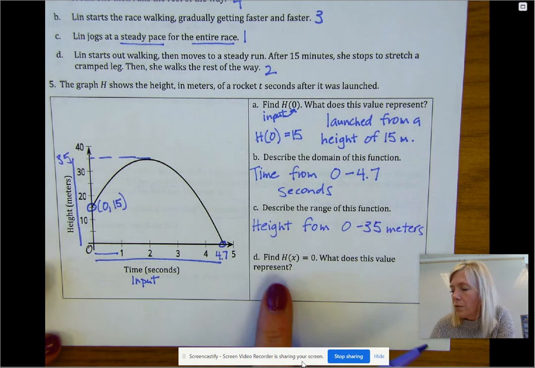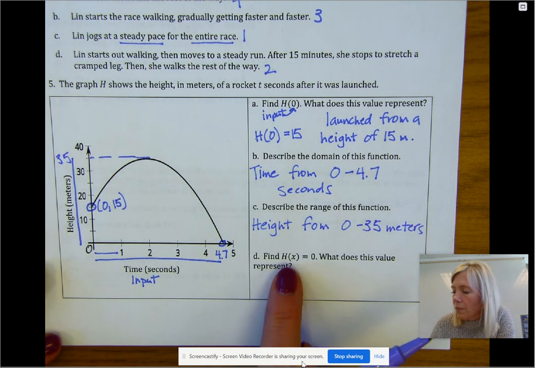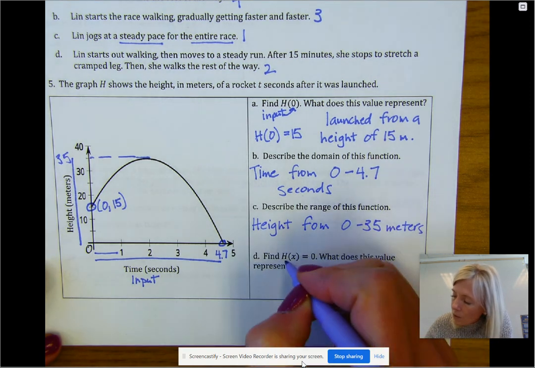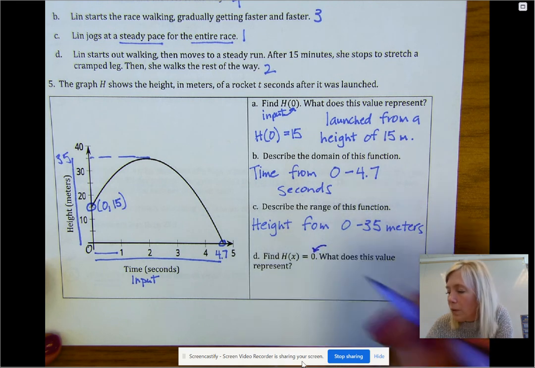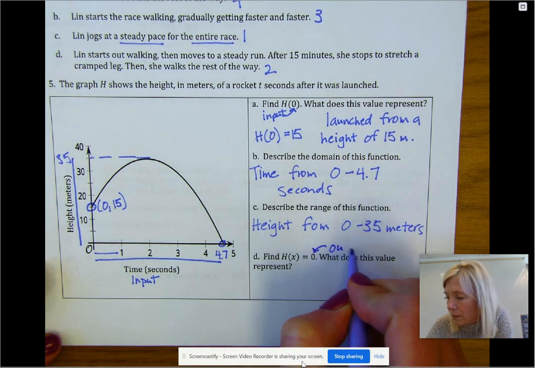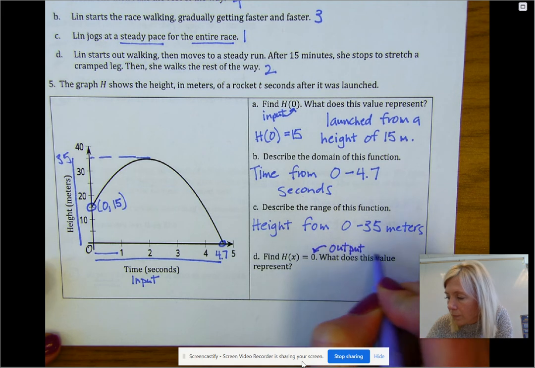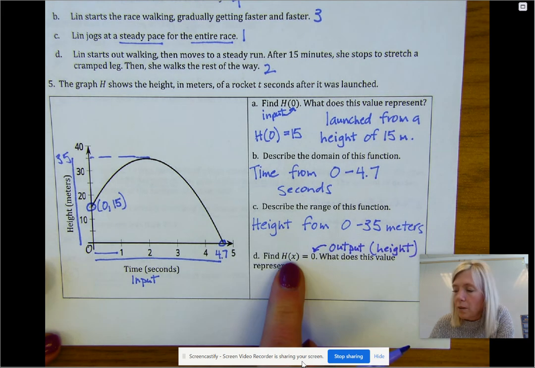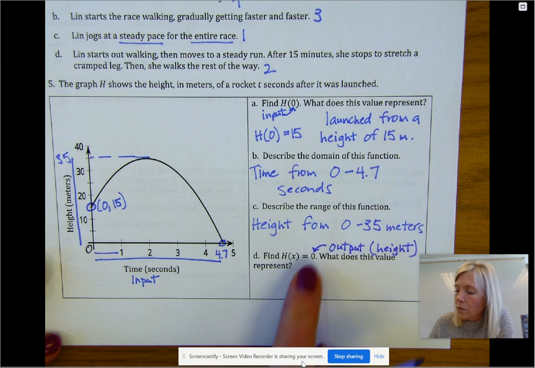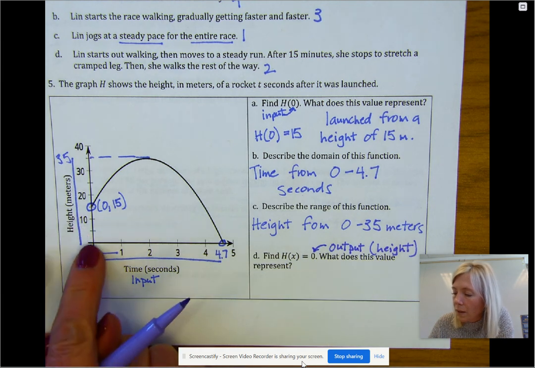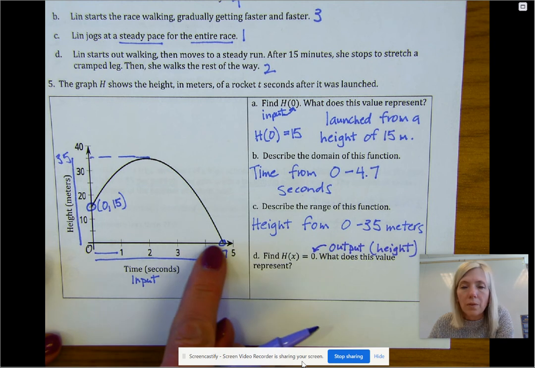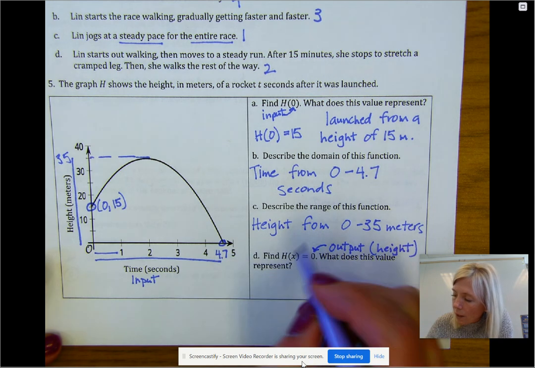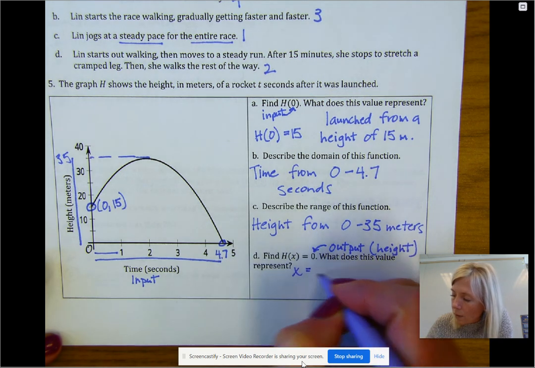Okay, and finally, the last question. Find h of x equals 0. What does this value represent? So h of x equals 0. This time, the 0 is the output. It's the height. And what we're looking for is the time where height is equal to 0. So here's height. Here's 0 for height. The time where height is equal to 0 is this point that I circled down here at 4.7. So I'm going to write x equals 4.7.